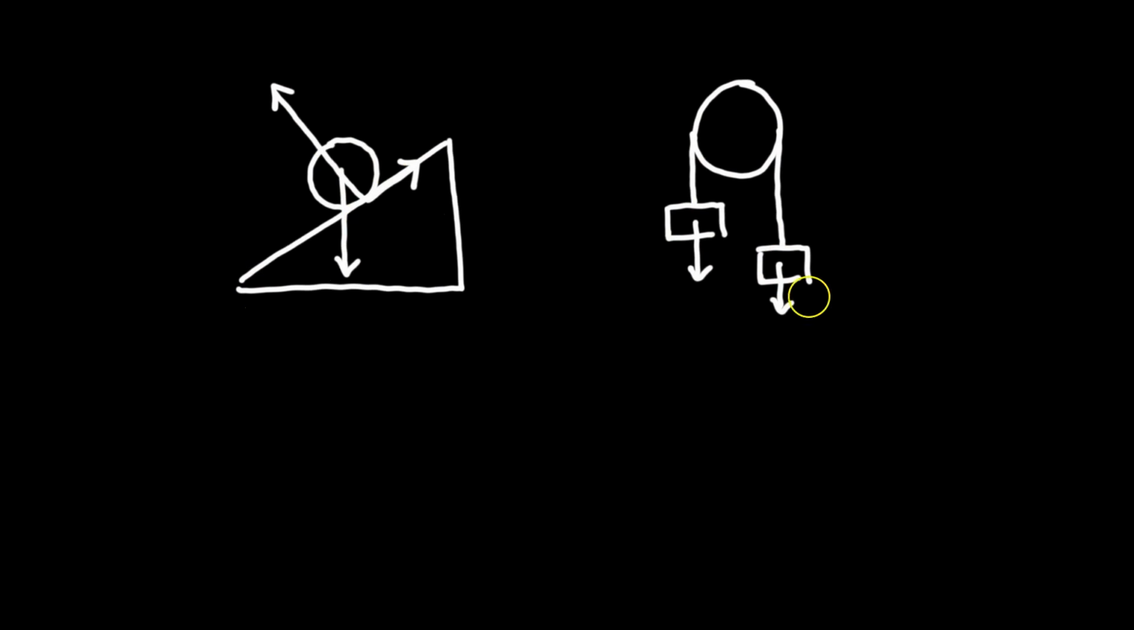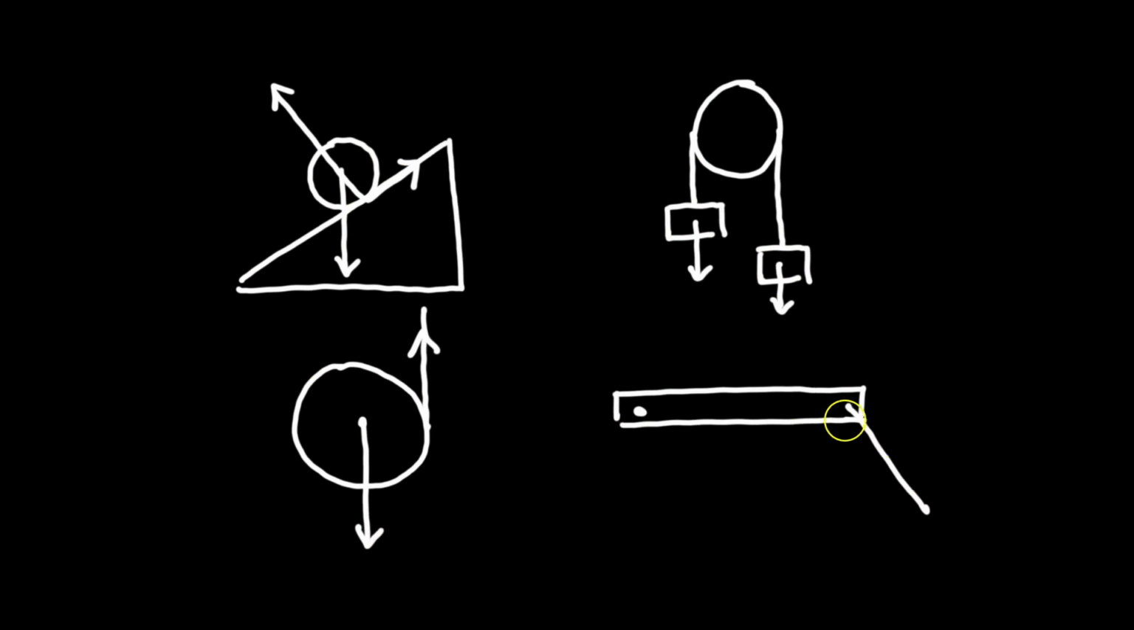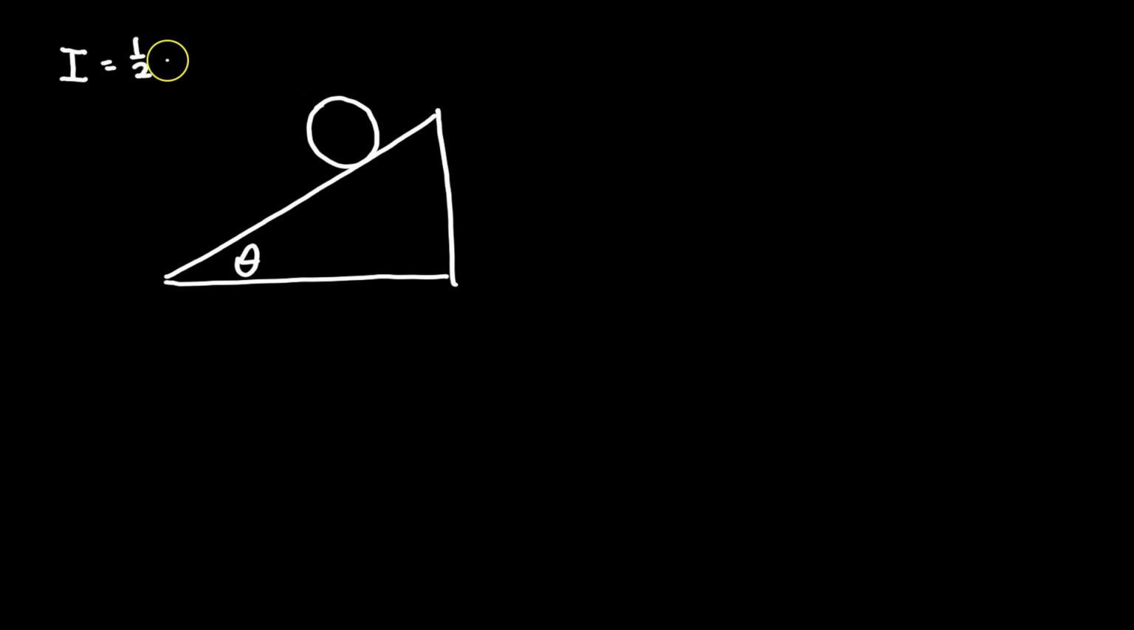In this video, you'll learn how to solve 5 classic rotational motion problems, with each problem getting more difficult. A solid disk of mass m and radius r rolls without slipping down an incline at angle theta. Find the linear acceleration of the center of mass. We're also given the rotational inertia is equal to 1 over 2 mr squared.